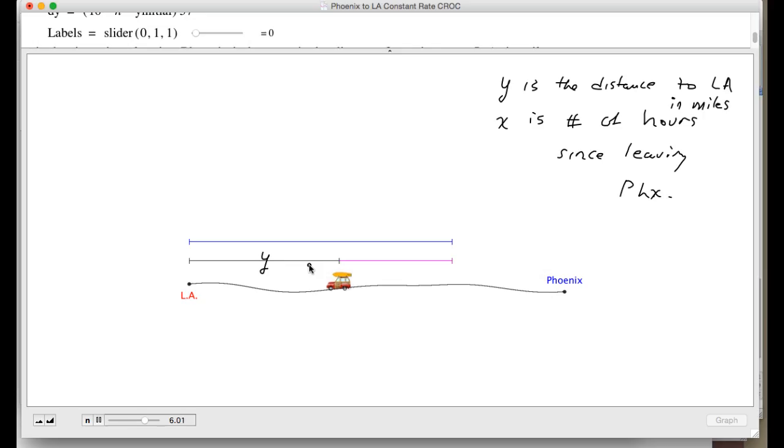Okay? What other? So these are all things we've seen before. These other two distances are things we've seen before. What is the pink distance? dy. People are saying dy. Is that the change in your distance to LA? Does that represent how much your distance to LA has changed? Yes. Sure.